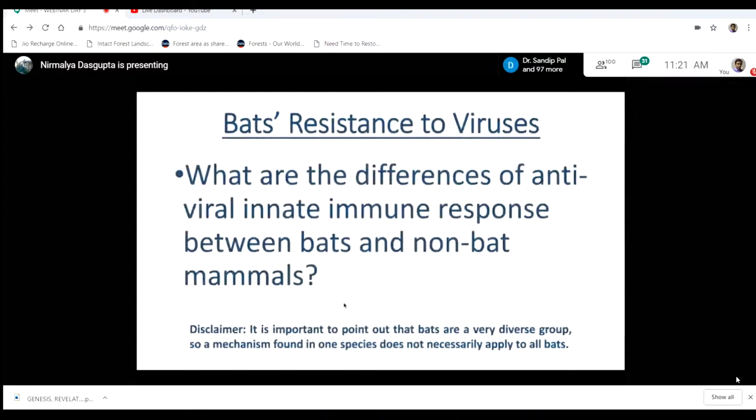Before that, I have a disclaimer, and like any commercial product, the disclaimer is in smaller font. I told you that bat species number more than 1400, but it is not possible to study all 1400. It is mainly studied within 10 species. So it is important to point out that bats are a very diverse group, and a mechanism found in one species does not necessarily apply to all bats. But still, we think it is applicable. The same kind of thing we can see in different species of bats, because there is one central theme: bats can fly.